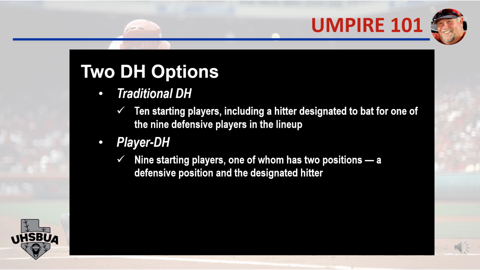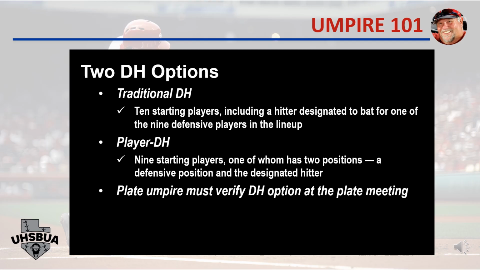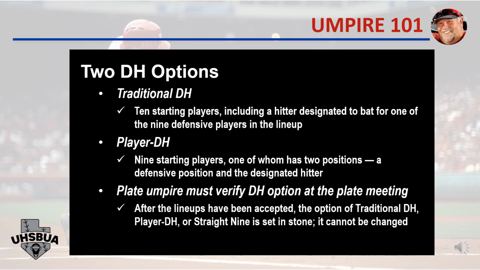We said earlier that it is important to verify which option is being used when inspecting the lineup cards at the plate meeting. But why is that? Because once the lineups have been accepted by the plate umpire, the option is set in stone. It cannot be changed. A team that elects to begin the game with a straight 9 lineup cannot switch to one of the DH options later.